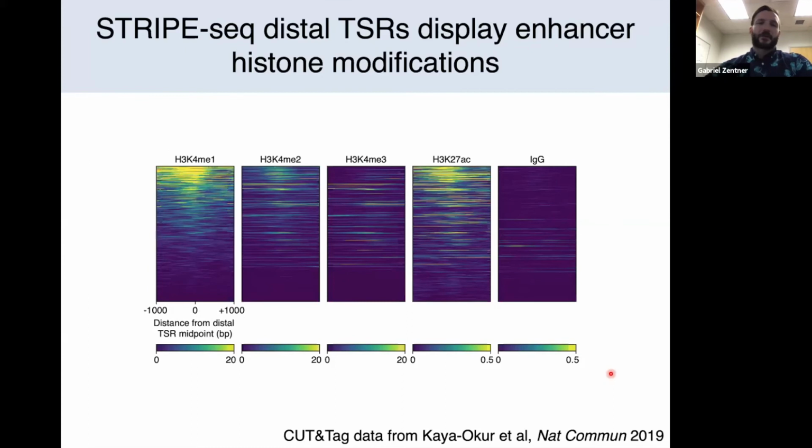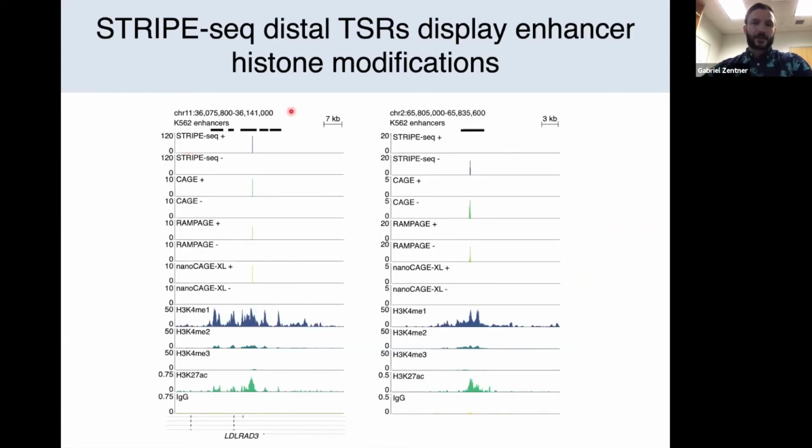Knowing further that enhancers have a characteristic histone modification signature, they tend to be enriched for histone H3 lysine 4 monomethylation, while being depleted of trimethylation at the same position, and enriched for H3K27 acetylation, we obtained CUT&Tag data from a recent publication from the Henikoff lab and investigated its enrichment at our distal TSRs. We see that a respectable fraction, maybe a quarter to a third of these regions, display the canonical active enhancer histone modification pattern. Just to close, I'll show you a couple examples of that.